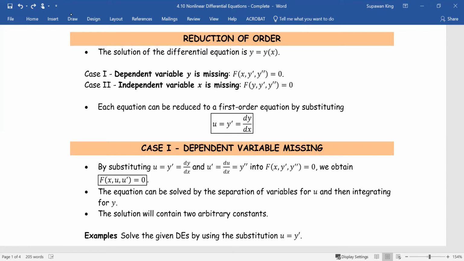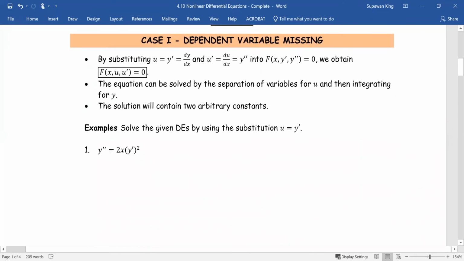So we will see case 1 and case 2, where in case 1, the dependent variable y is missing, and in case 2, the independent variable x is missing. Both of them, we're going to start with the same process by substituting y prime, or dy divided by dx, with the term u. And then next, we're going to replace y double prime in terms of u, depending on case 1 or case 2.